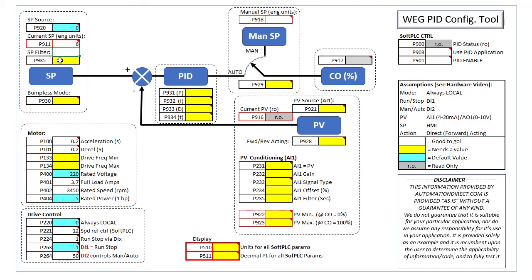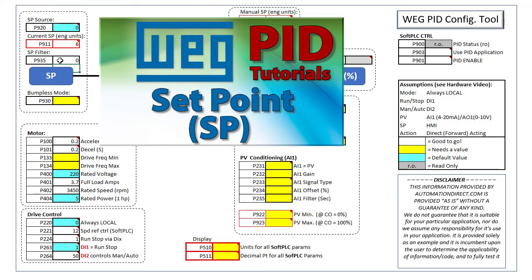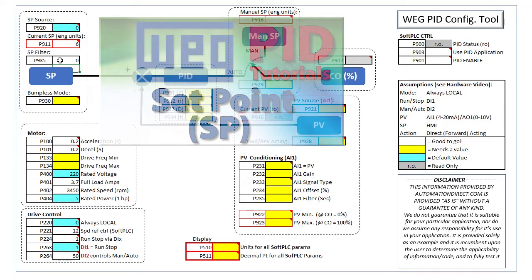We can filter the setpoint if we're driving it from an analog input. We aren't, so we'll set it to 0. The setpoint video covers all of the various setpoint options.